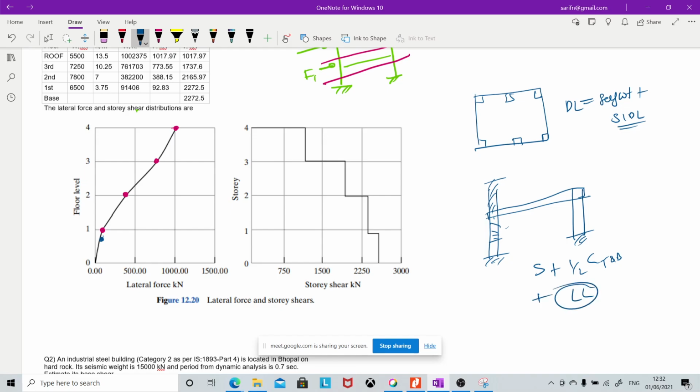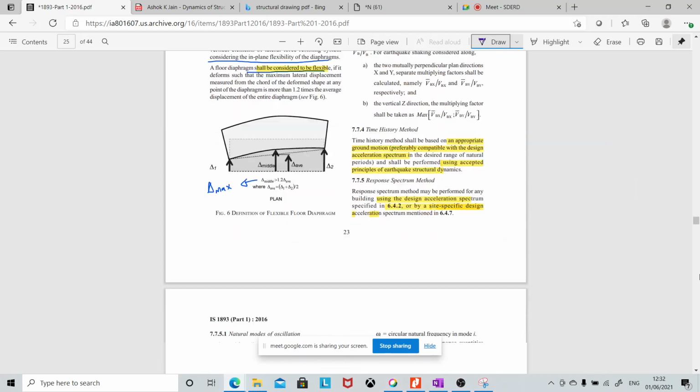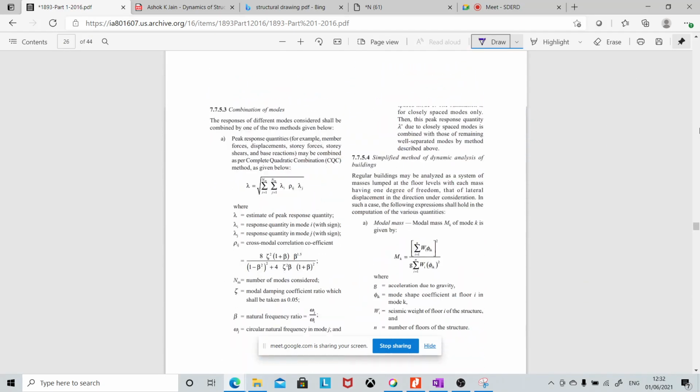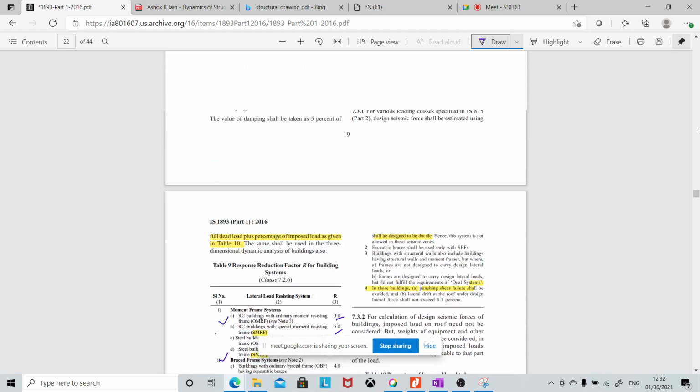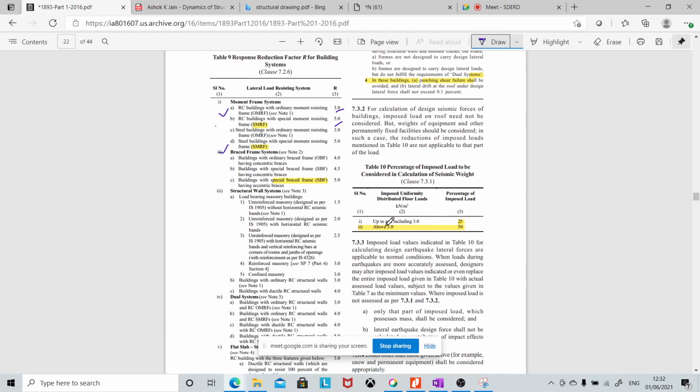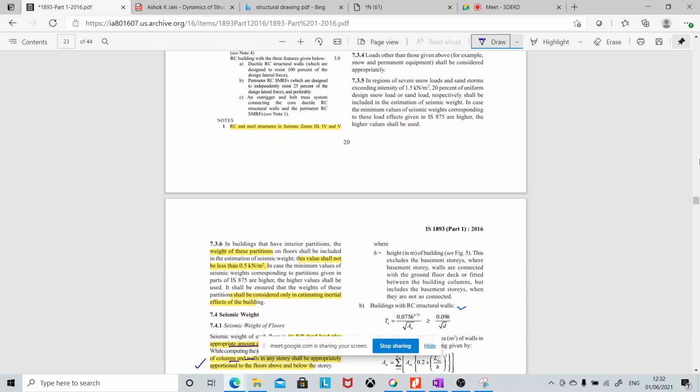Now live load, when you take it, you don't have to take the entire live load. What the code says is, when you are considering live load, if it is up to and including 3 kilonewton per meter square, you only have to take 25% of the live load. And if it is above 3, then you have to take 50% of the live load. This is the percentage of imposed load that should be used in the load calculation. I hope it is clear to you.